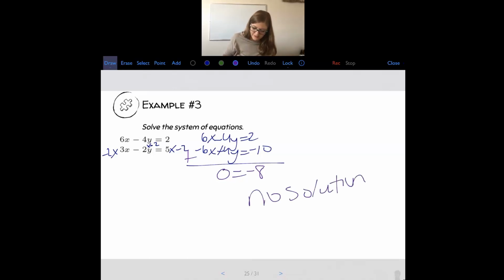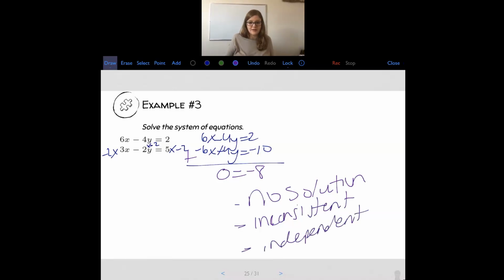So if we talk about our solution, it's no solution. The system is inconsistent because there is no solution, but it is still independent. The lines are independent because they're different lines. They're not the same line. Okay, the only time we have the same line is when we have infinitely many solutions.